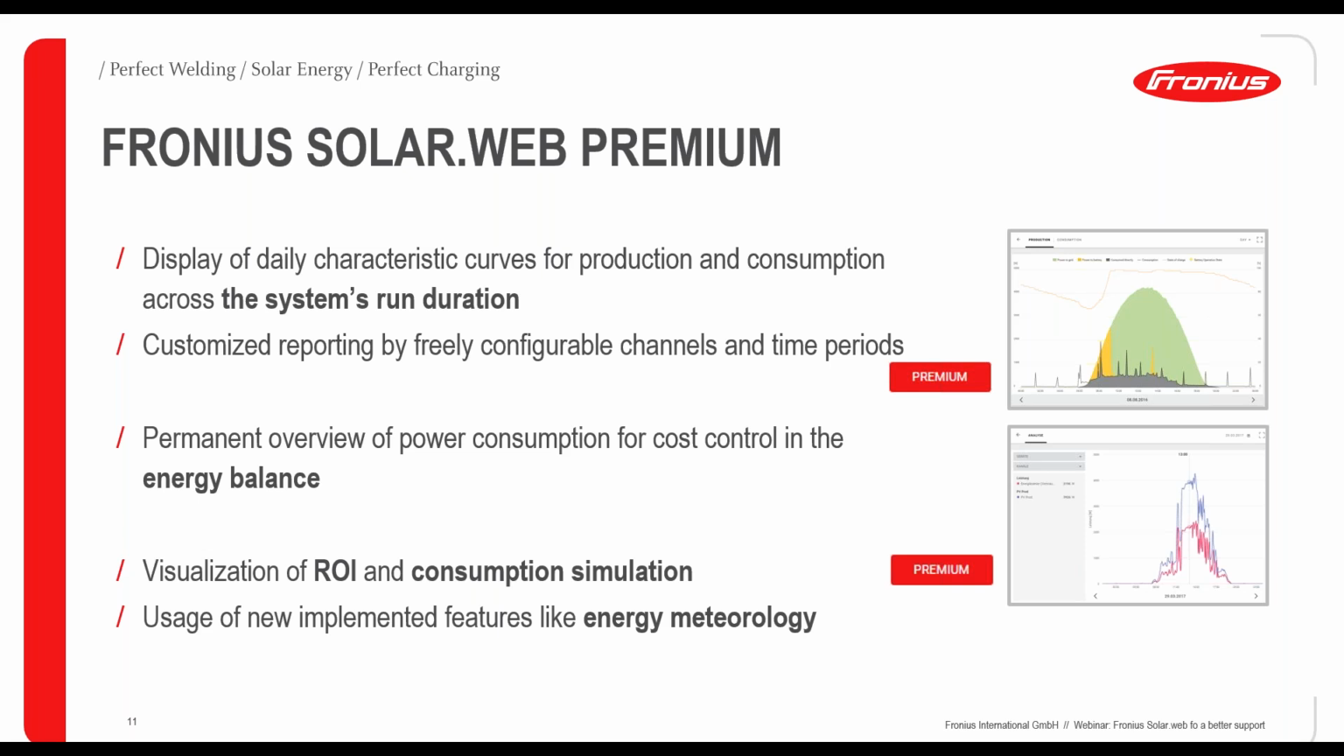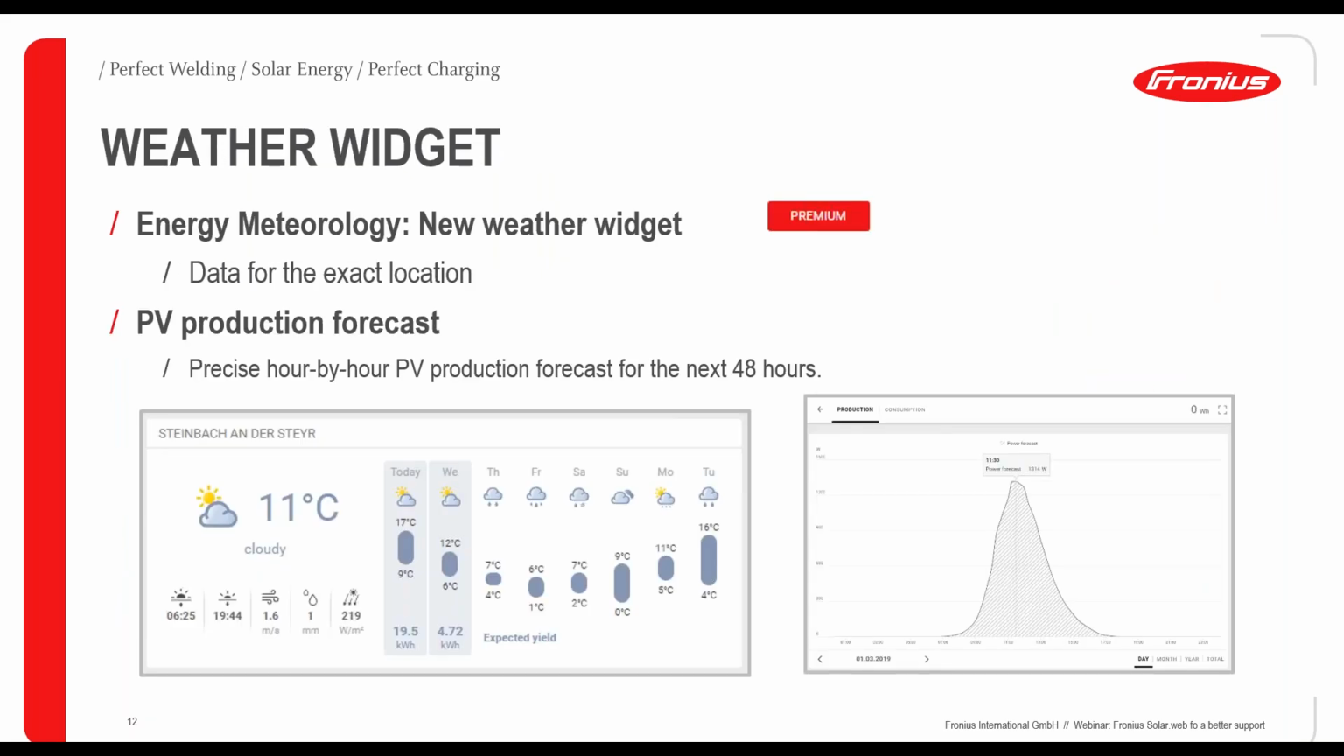Also, we have the usage of the new energy meteorology. You can see the weather data as well. You can show that on the next page. This is also shown on the SOLAR.WEB starting page. You see the weather forecast as well. For the next 48 hours, you see the PV production forecast. So what would happen in the next 2 days? And you can see that as well in the daily curve, how the production or the yield forecast will be developing in the next time.